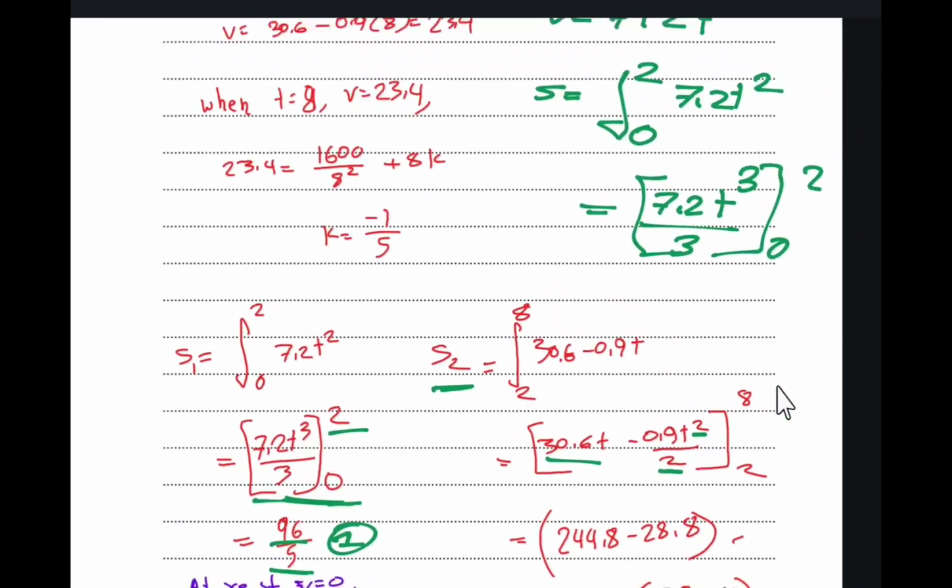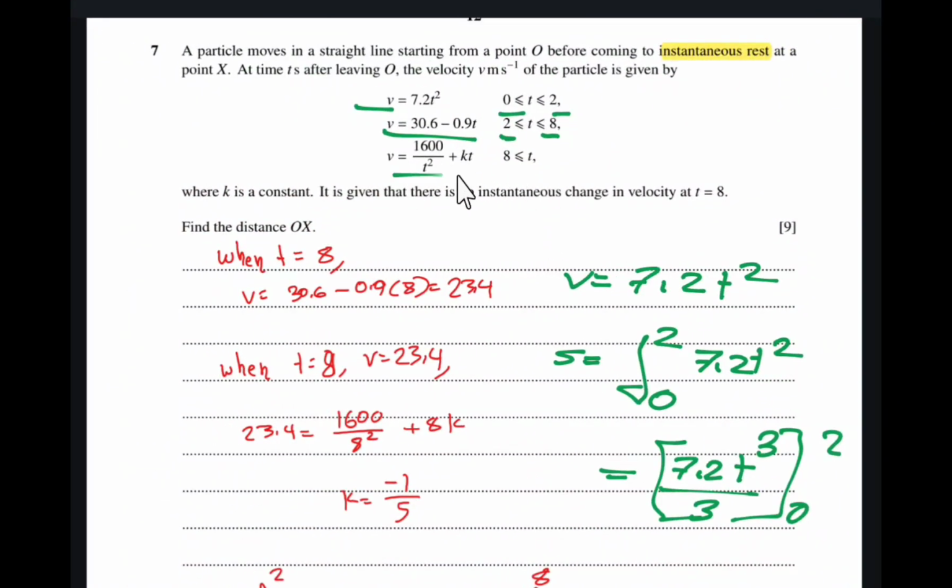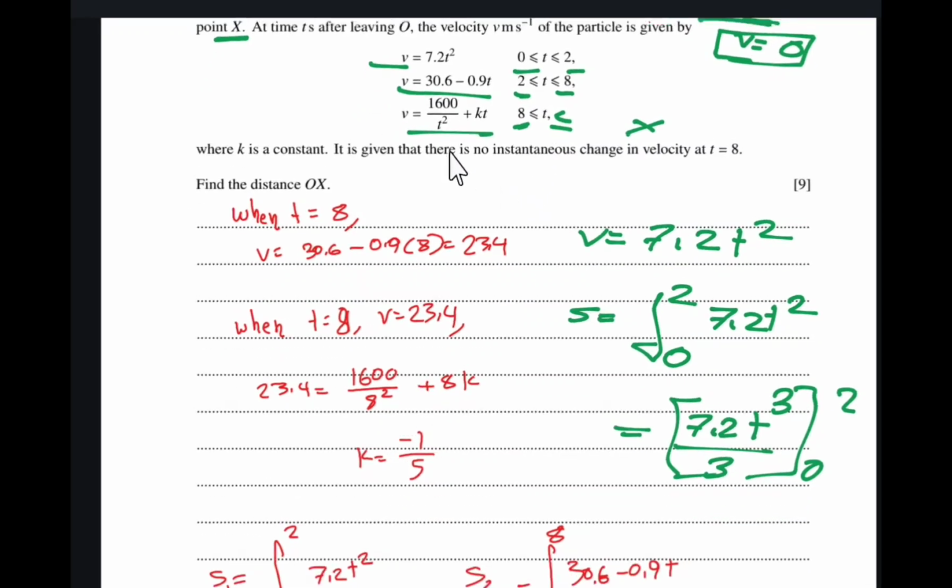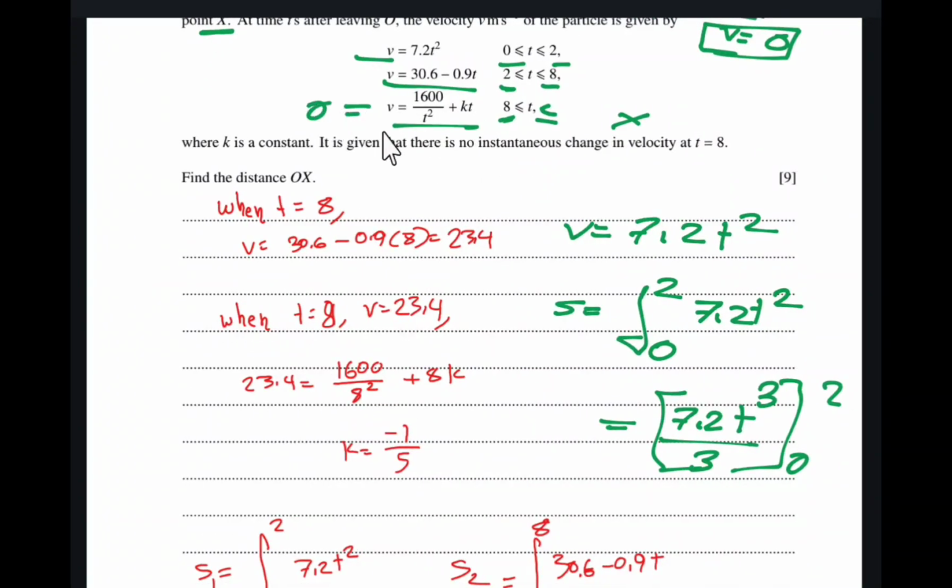Then to calculate the last distance, we know the lower limit but we don't know the upper limit. So what should be the upper limit? It is clearly mentioned in the question that we have to find the total distance before the particle comes instantaneously to rest at point X. That means at the end point, the particle comes to instantaneous rest, so the velocity should be 0, the final velocity is 0. So we equate the velocity to 0.